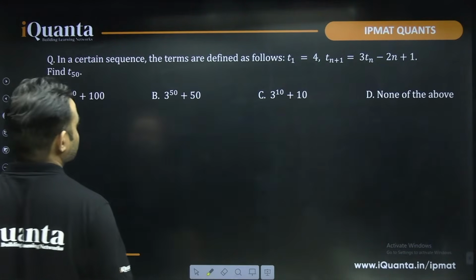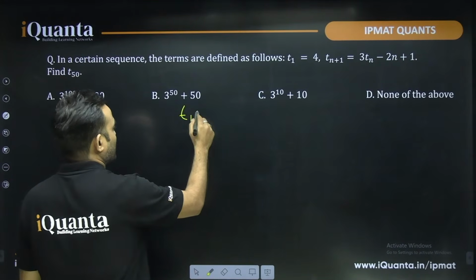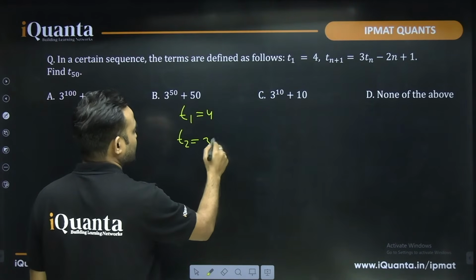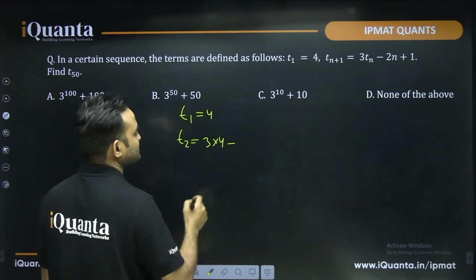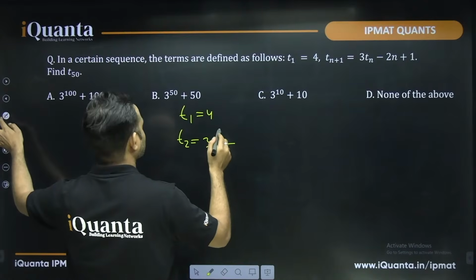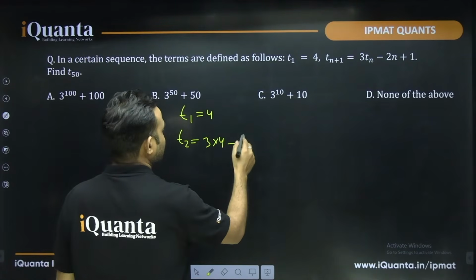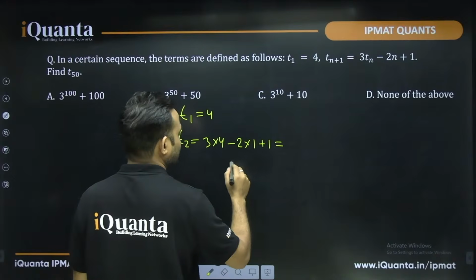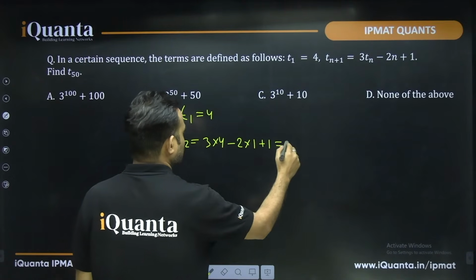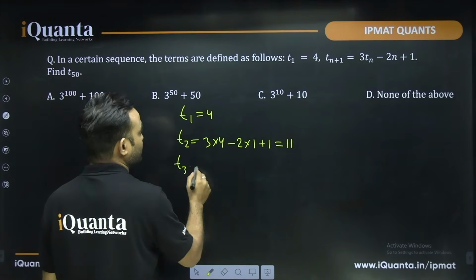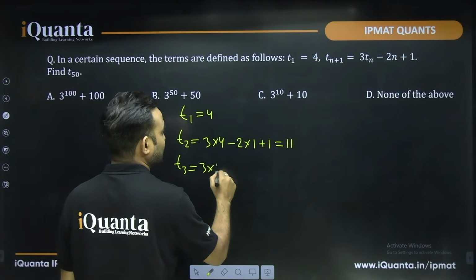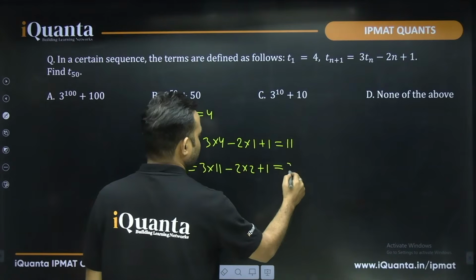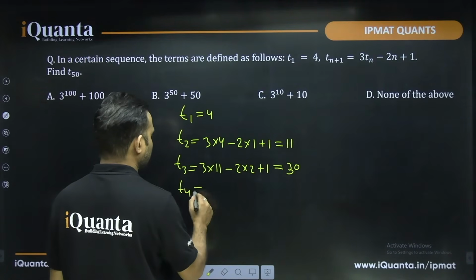In a certain sequence, the terms are defined as follows. T1 is equal to 4. T2 will be equal to 3 times T1 minus 2n plus 1. So 3 times 4 is 12, minus 2 times 1 plus 1, so 12 minus 2, 10, plus 1, 11, right? Then T3 will be equal to 3 times 11 minus 2 times 2 plus 1, which is equal to 33 plus 1, 34, minus 4, this will become 30. Then T4, what will be T4?